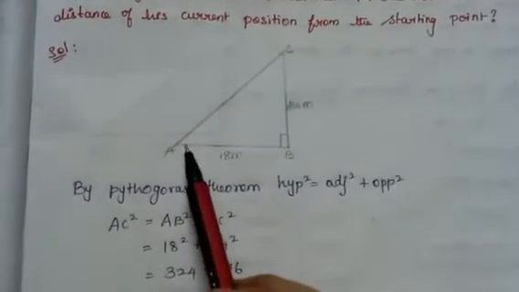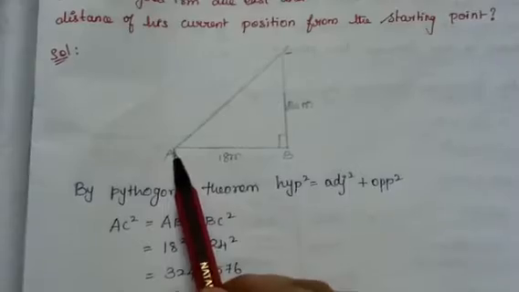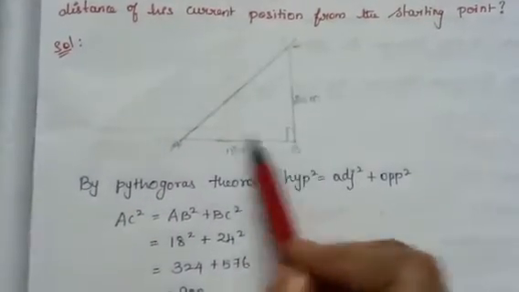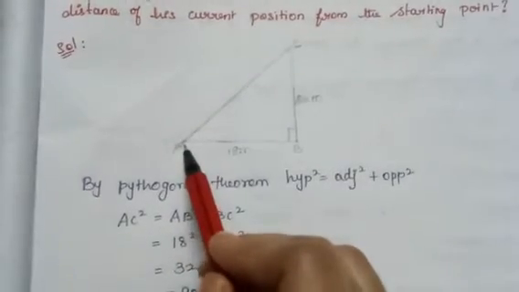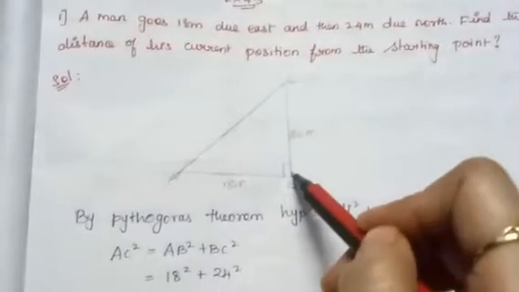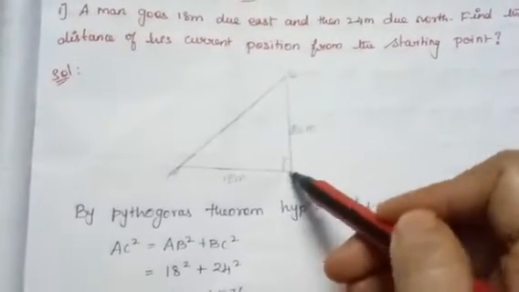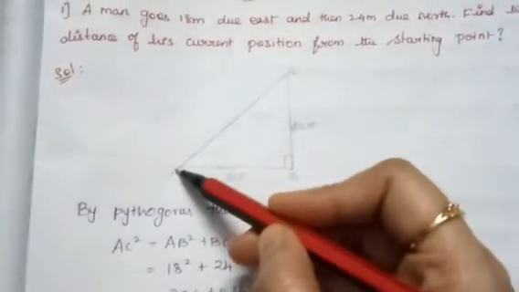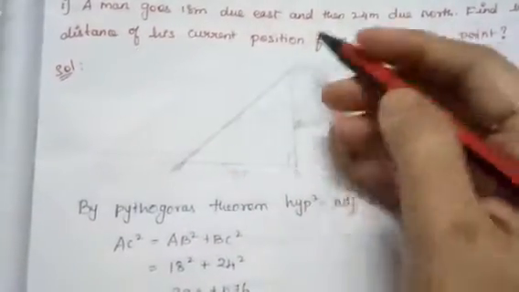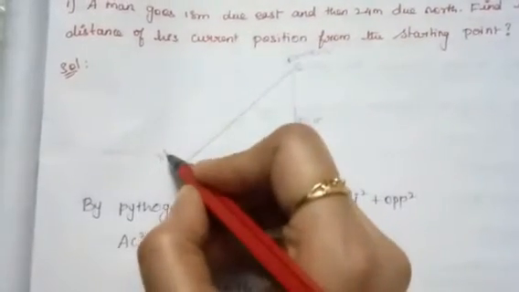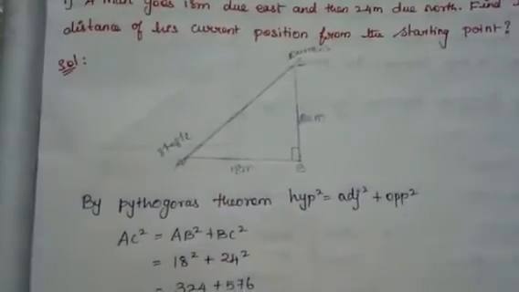Okay. A man goes 18 meter due east. This is the starting point. From here, the man goes 18 meter east. From that 18 meter point, he has to go north for 24 meters. Then what is the distance of his current position? Now he is standing here. This is the current position of the man and this is the starting point. Now we have to find the distance between the current position and the starting point.